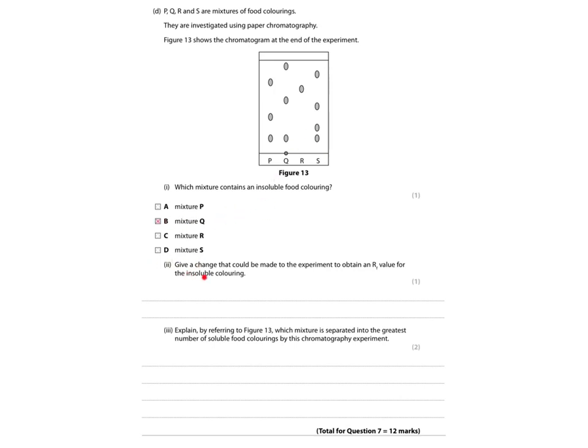Give a change that could be made to the experiment to obtain an RF value for the insoluble food colouring. Well, if we change the solvent, that's the stuff that comes up, sometimes water, if we changed it to something that the insoluble colouring was soluble in, then it would move up the chromatography paper, and we would get an RF value for it.